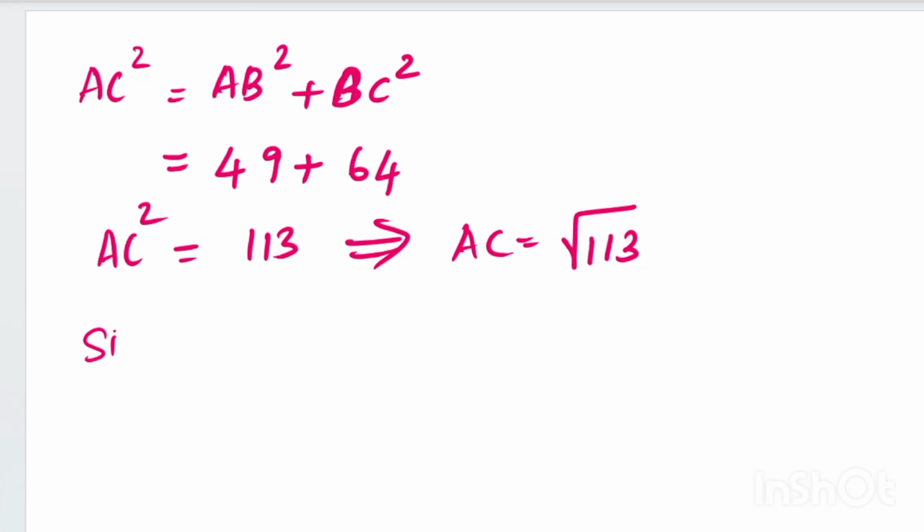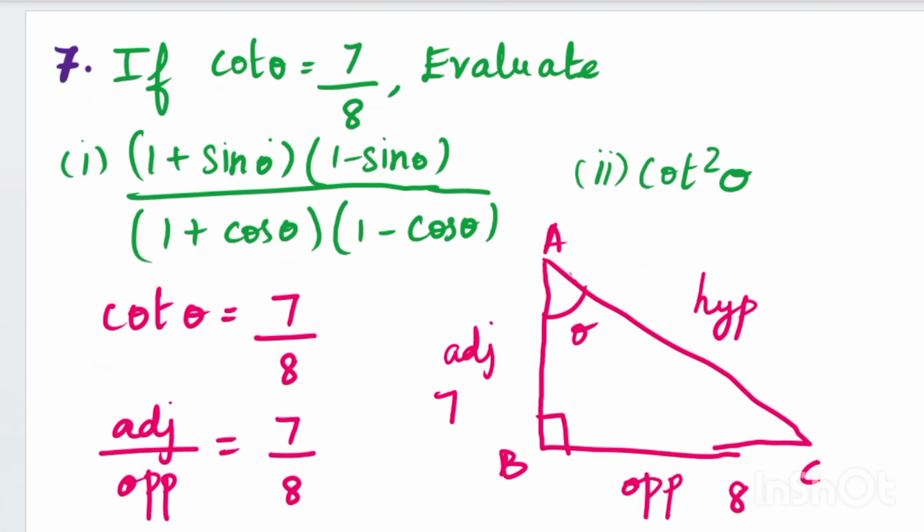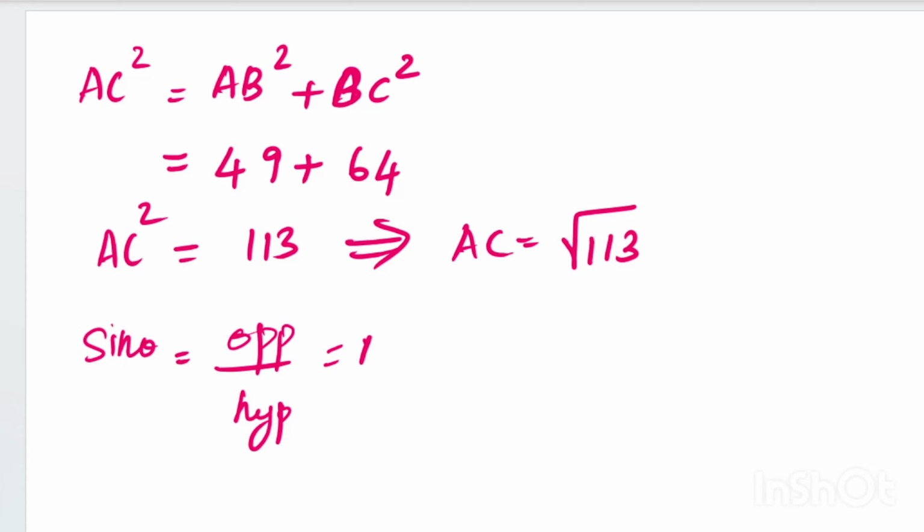So what is sin theta? Sin theta is actually opposite side by hypotenuse. Which is the opposite side here? The opposite side is BC and the hypotenuse is AC. BC by AC. What is BC? BC is 8 and what is AC? It's root 113.